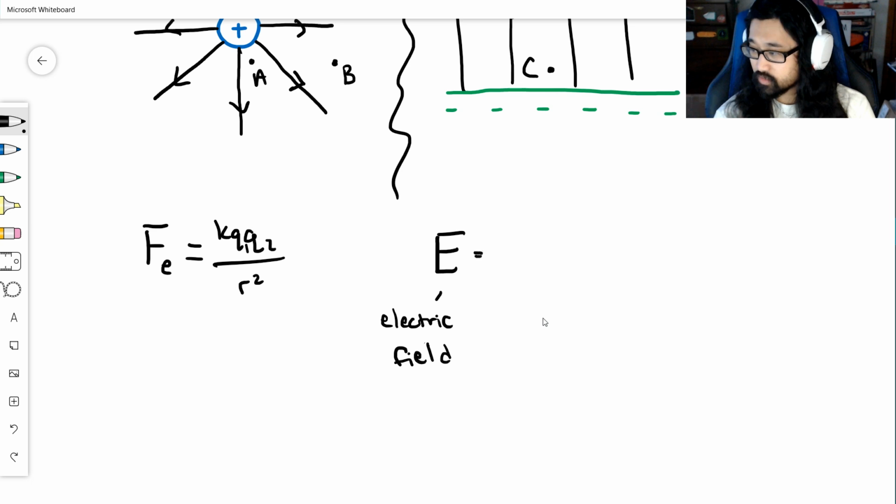And it equals the electric force divided by Q, which is the charge.